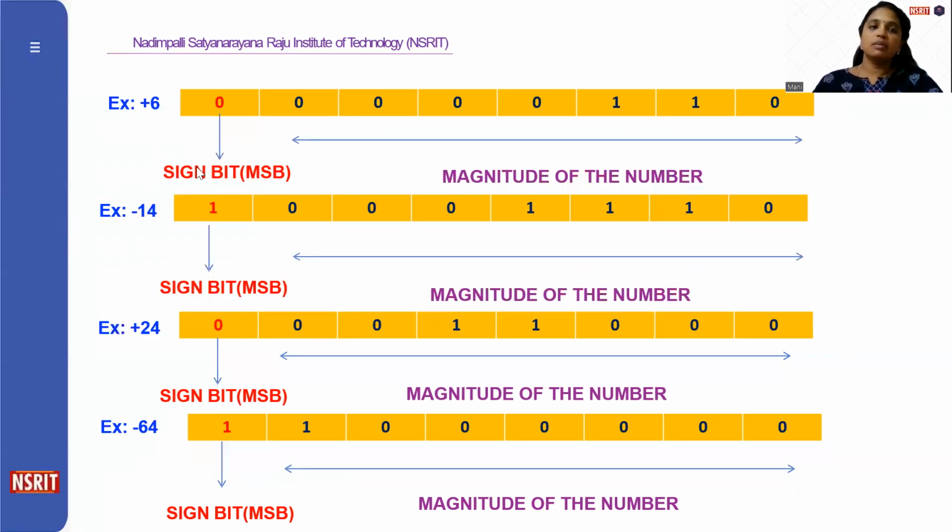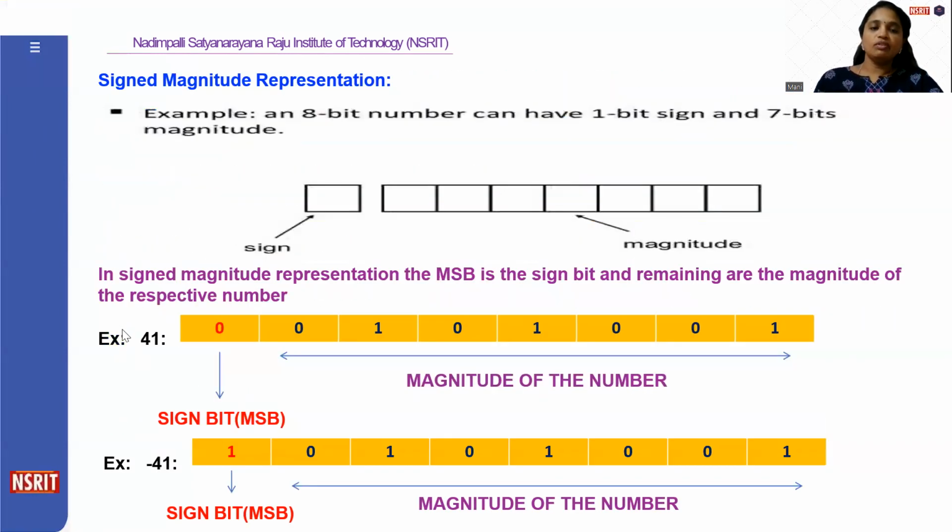So let us consider one number, 41. If you want to represent a decimal number in signed form, first you have to convert it into binary. By using the successive division method, you convert this 41 into binary. After converting 41 into binary, you will get 0, 1, 0, 1, 0, 0, 1. This is the magnitude of this number. If this is a positive number, in the signed magnitude form you have to add a sign bit.